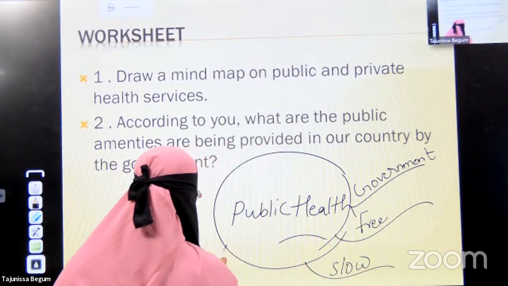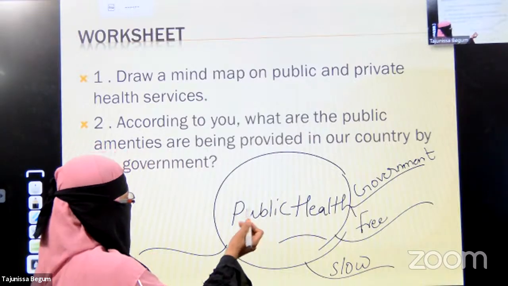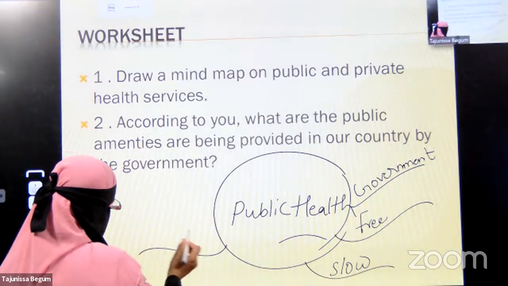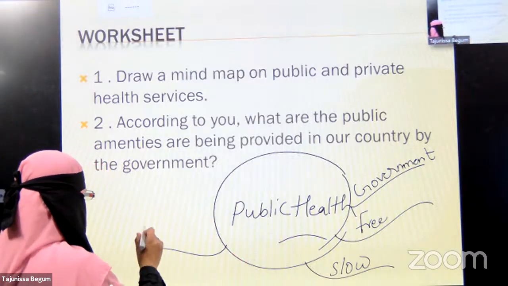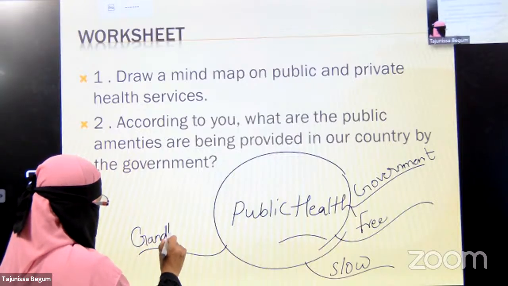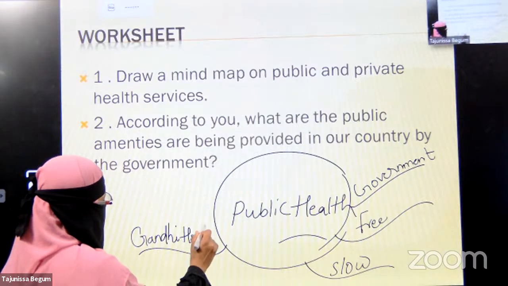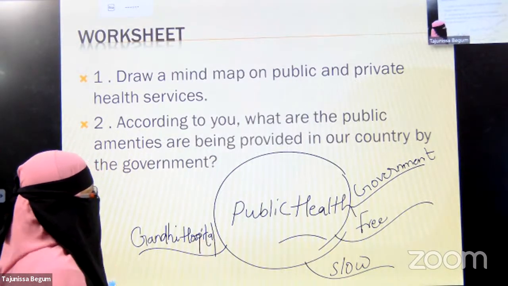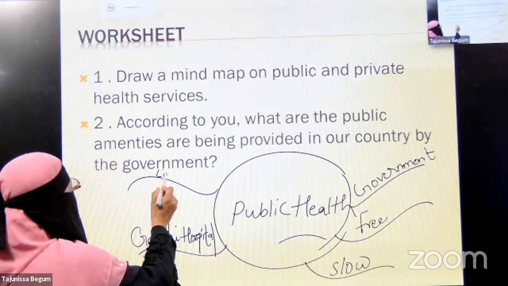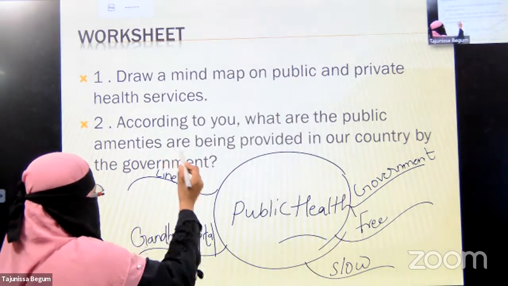Then what do we get? We get many things. What is the public health service? Tell me the hospitals' names. Some government hospitals like... Yes. They have to stand in queue, in lines. So it will take time for treatment.